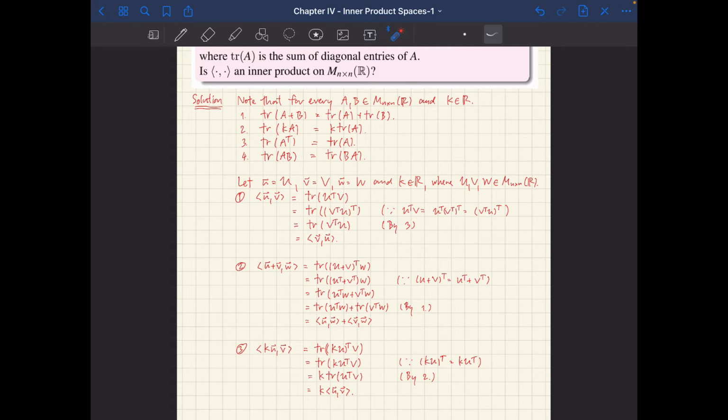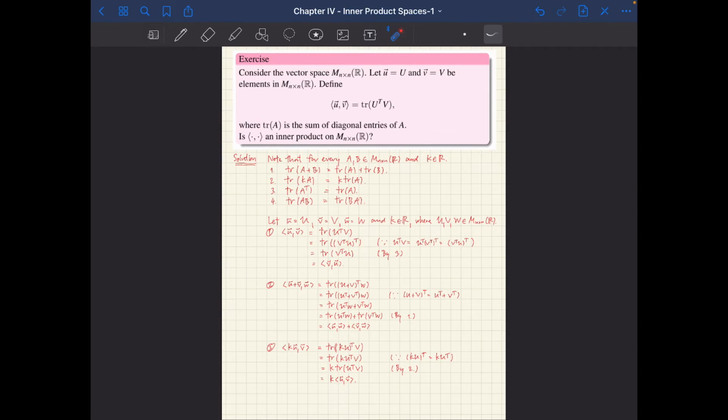For number 3 it is quite easy. I think you can see it and do it by yourself. If you need to copy this page, please pause the video before we move to number 4, because number 4 is quite tedious. Okay, we will move to number 4.